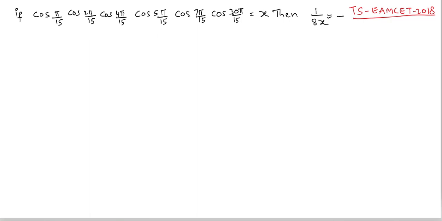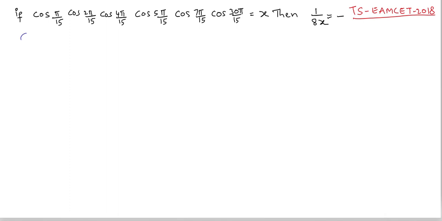If cos pi by 15, cos 2 pi by 15, cos 4 pi by 15, cos 5 pi by 15, into cos 7 pi by 15 into cos 30 pi by 15 is equal to x, then find the value of 1 by 8x is dash. This is a TSM set 2015 question.